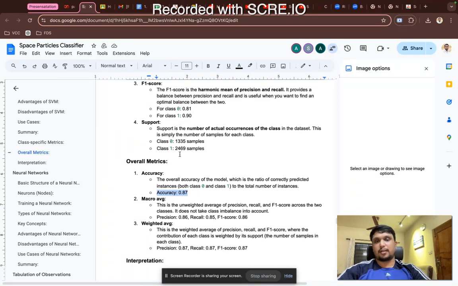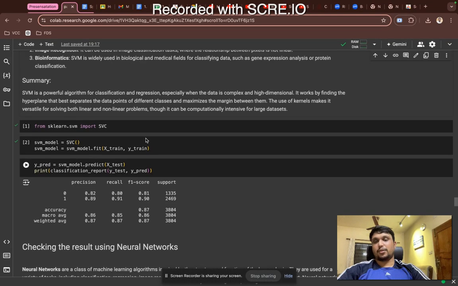That, in a nutshell, is the approach using SVM. Thanks a lot.